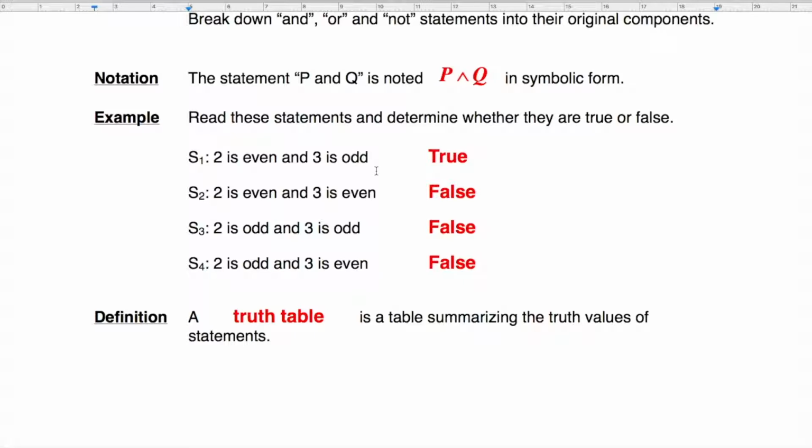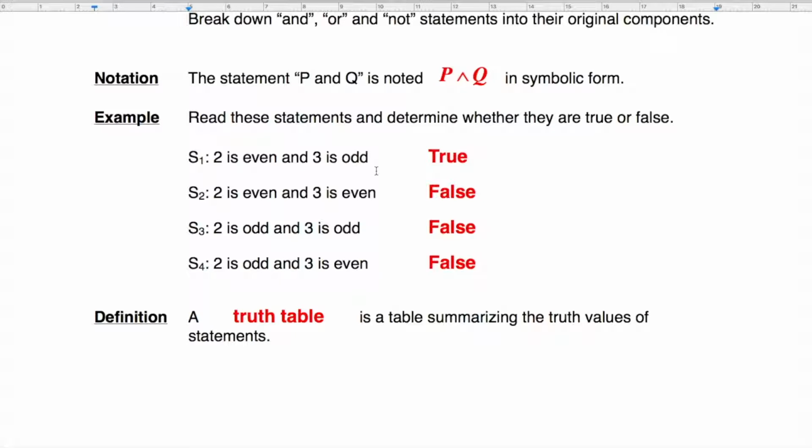S3: 2 is odd, that's false. So already we know that S sub 3 is false, but let's read it entirely. 2 is odd and 3 is odd. This is false because the first part of the statement is false. Finally, S sub 4: 2 is odd and 3 is even. This is false as well, obviously.